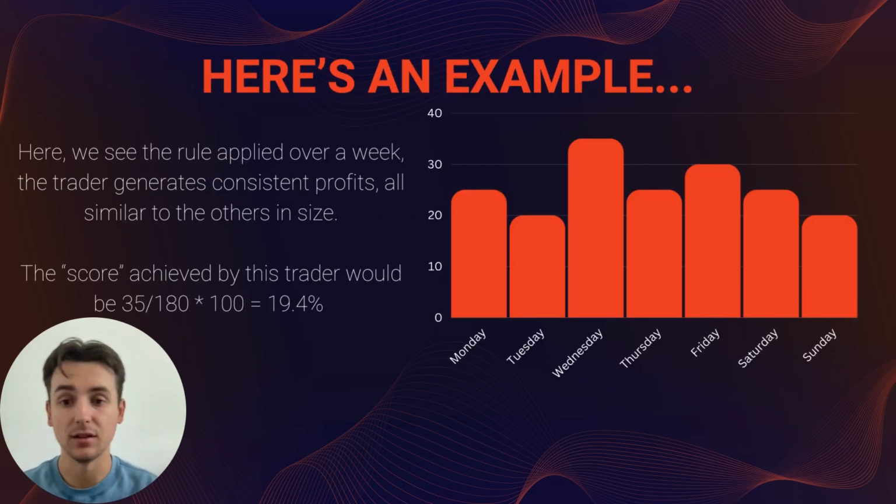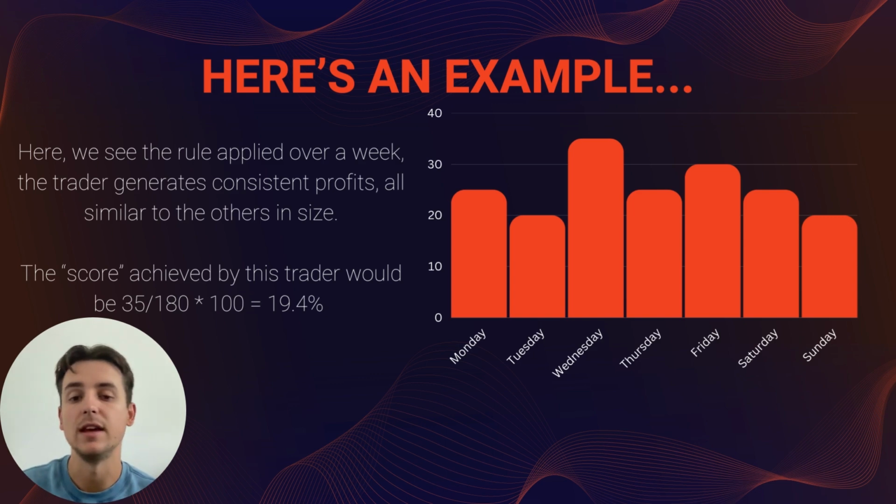So here's a good example. For this trader, we've lowered the time down to just a week. Over a week here, you can see the trader is rather consistent. The profits they're generating are rather consistent also. No losses, they trade every day. So on Wednesday, their highest profit is 35, so that's the number we stick above, and the overall weekly profit and loss is 180, so that's the number we stick below. That comes out to a score of 19.4, which means that they're within the 25%, and which means that if it was on a weekly basis, they would get their payout.